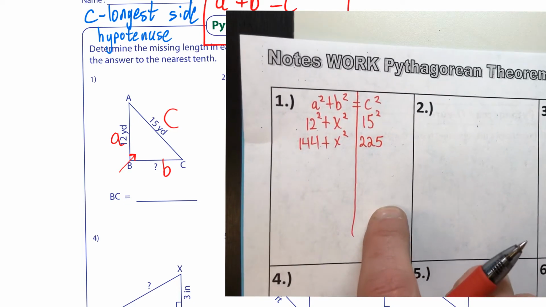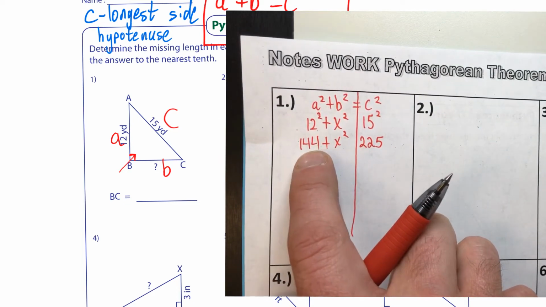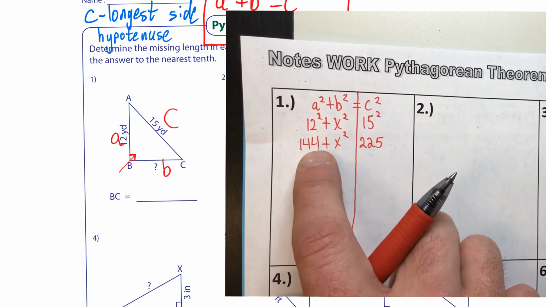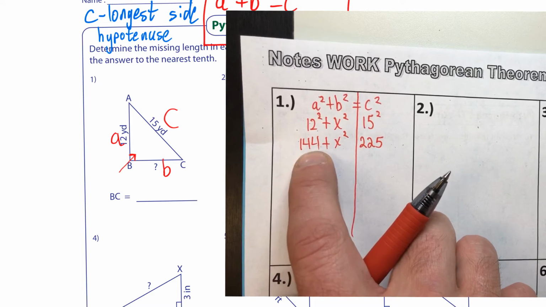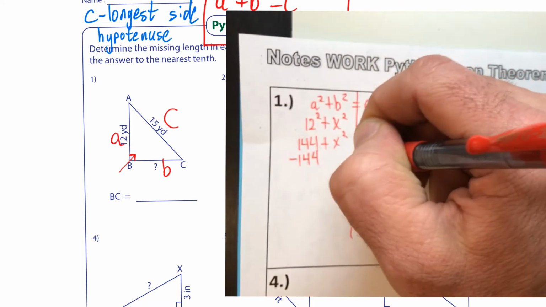All right, now again, I'm trying to solve for x here. So that means I want to get it by itself. So I've got to get rid of the 144 somehow, and I've got to get rid of this squared somehow. Let's deal with the 144 first. How do I get rid of 144? Take it from both sides. 144 from both sides.